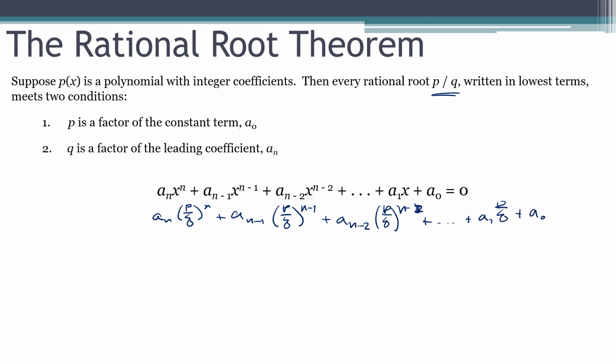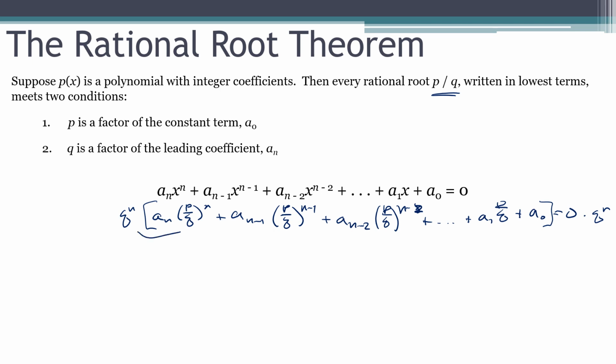Now, here's my next step. I'm going to do what we often do when we're working with fractions, or with anything that has fractions in it. I'm going to eliminate them. I'm going to multiply both sides of the equation by q to the n power, and that's going to eliminate all of these denominators. So let's do that here, and again, over here. Okay, now distribute.